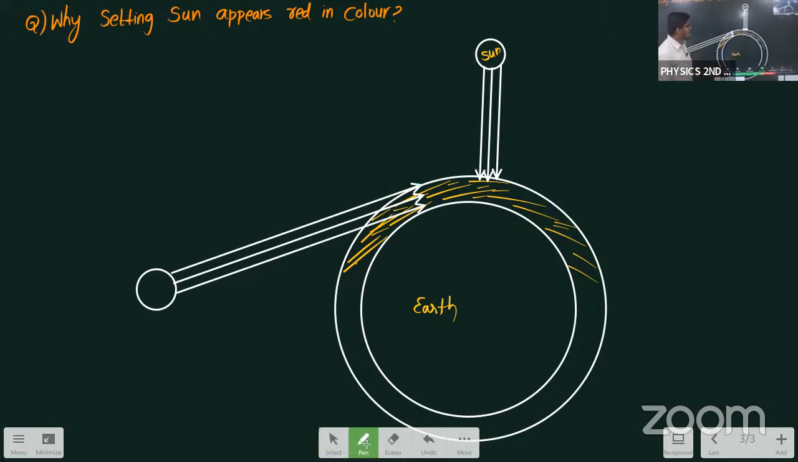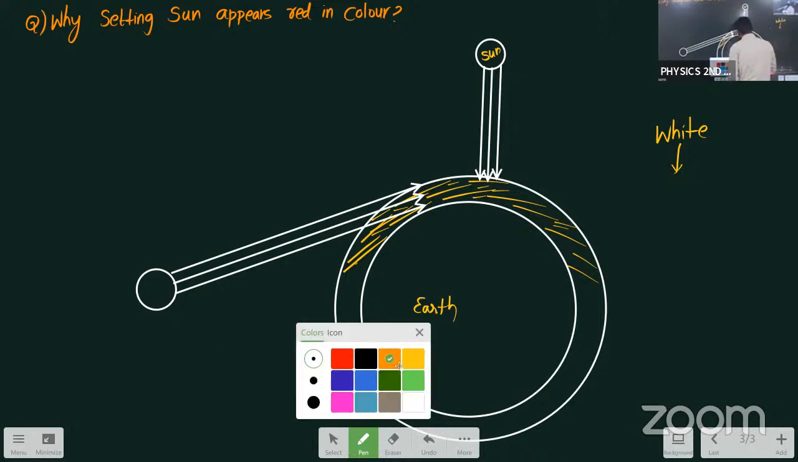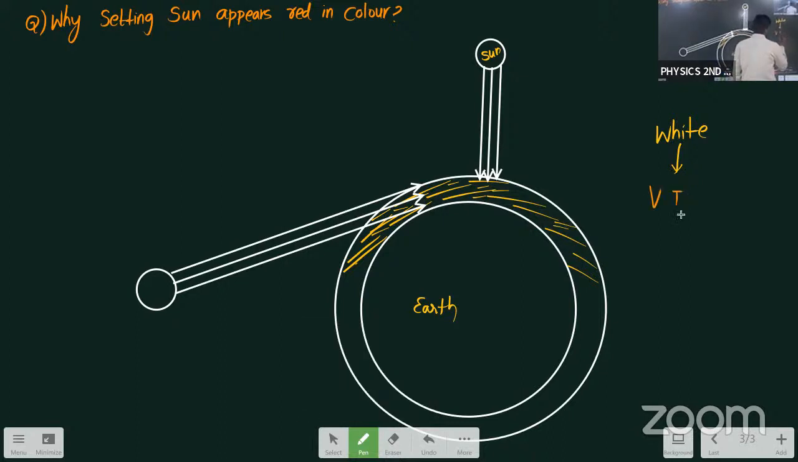What is happening actually? What are the different colors that white light consists of? We know that it consists of violet, indigo, blue, green, yellow, orange, and red. Whose wavelength is more? Everyone knows that the wavelength of red color light is very high, whereas the wavelength of violet color light is very less. So the wavelength of red color is much greater than the wavelength of violet color.